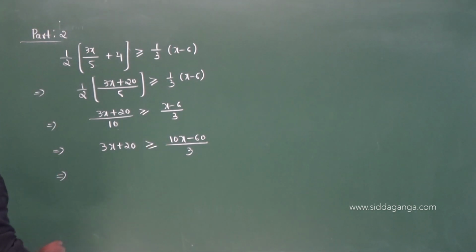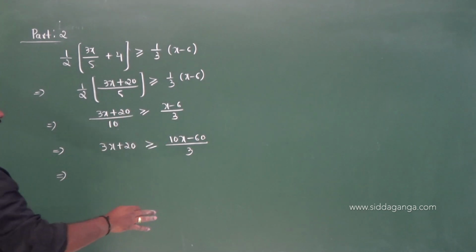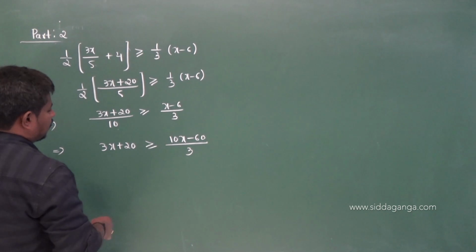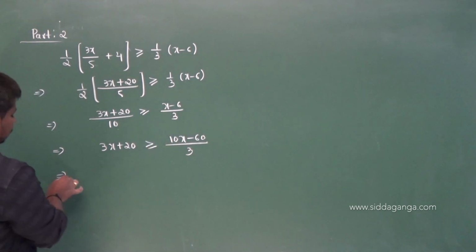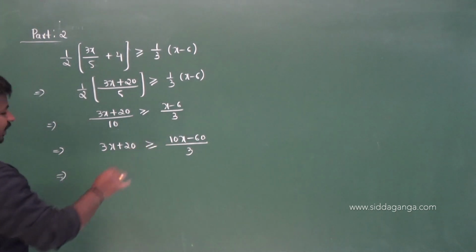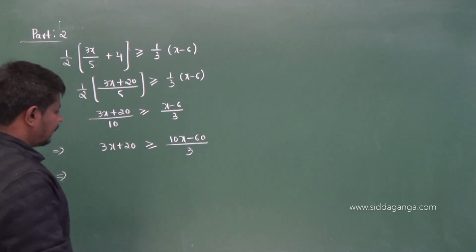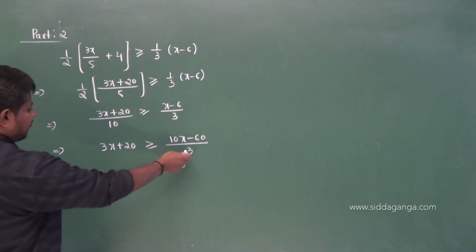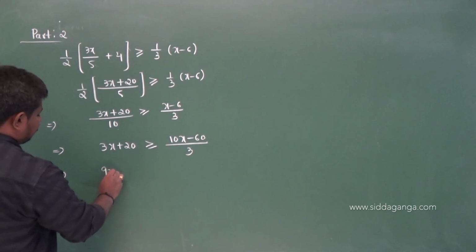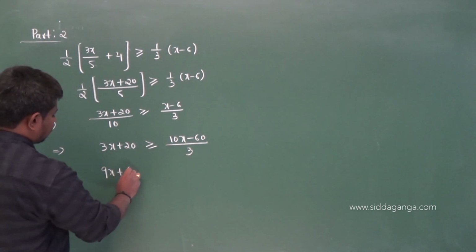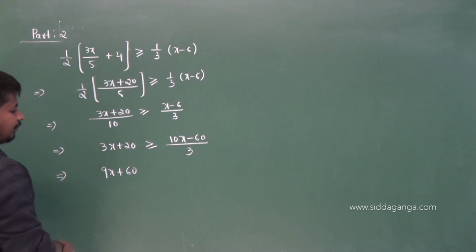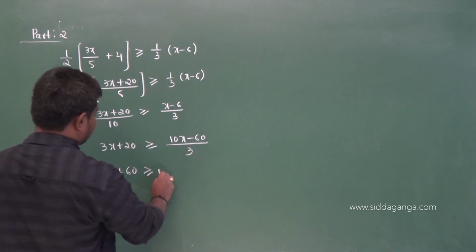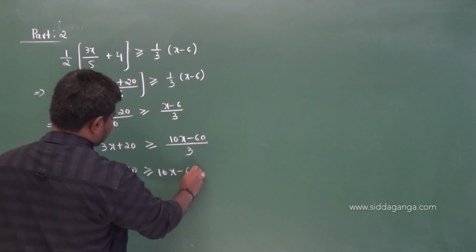So, multiplied by 3. No need to write the steps, I mean, no need to write 10 into 3 and so on. The symbol indicates what you are operating, right? Okay. What I did is multiply by 3 on both sides. So you get 9x plus 60, multiplying by 3. This is 9x, that is 60. So here the 3 gets cancelled, here 10x minus 60.